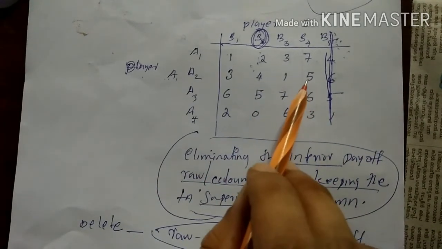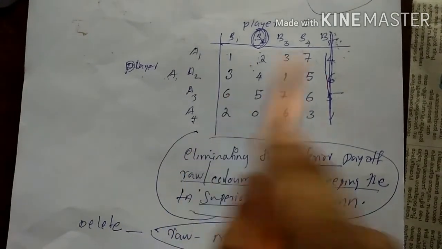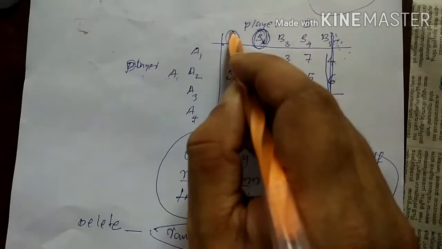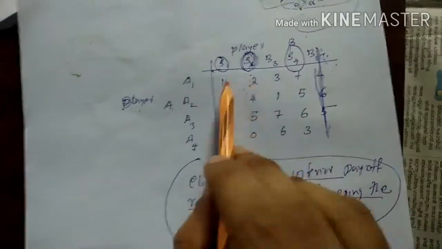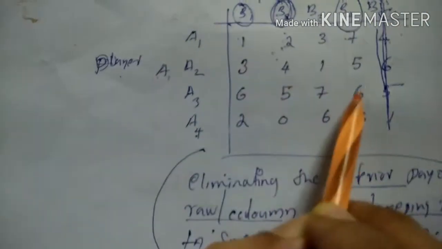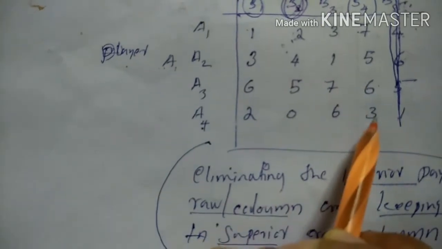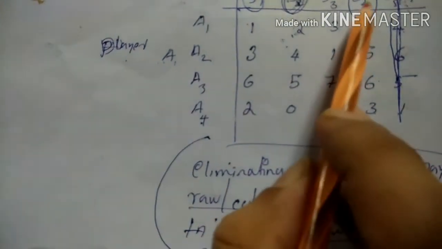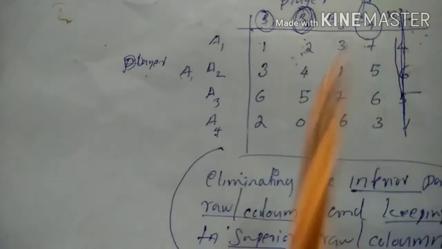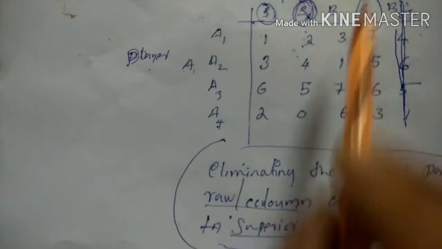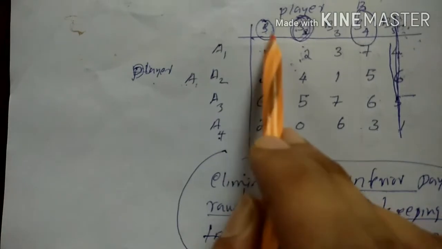Then compare another two columns, like we can compare B1 and B4. 7 is greater than 1. 5 is greater than 3. 6, both are equal. 3 is greater than 2. So the B4 column is greater than the B1 column, or maximum. B4 is maximum when comparing to B1. So we can delete the maximum column.